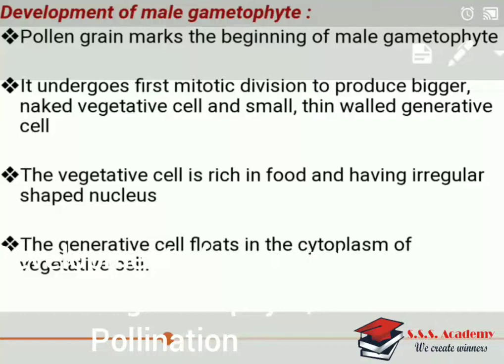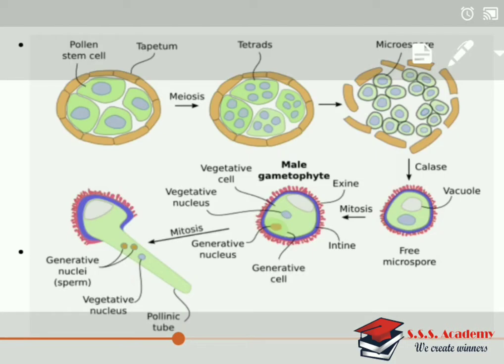So next we are going to see development of male gametophyte. A pollen grain marks the beginning of the male gametophyte and it undergoes the first mitotic division to produce the bigger naked vegetative cell and the small thin walled generative cell. So if you observe that pollen grain, it's said to possess 4 cells containing 1 nuclei each, which undergoes meiosis and it results into formation of a tetrad.